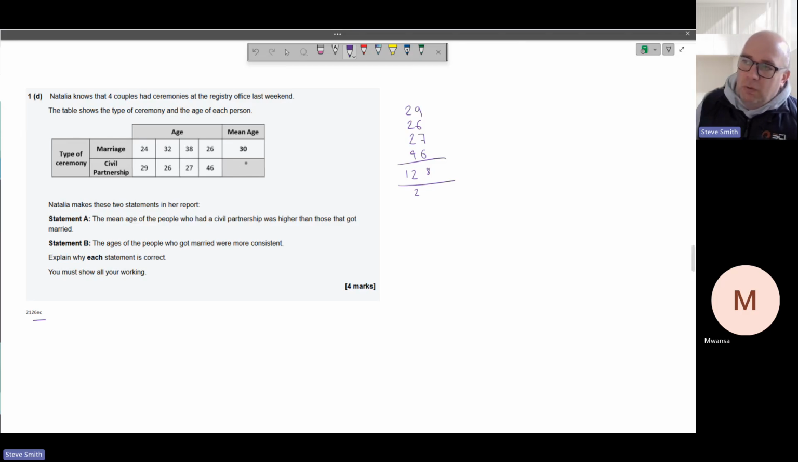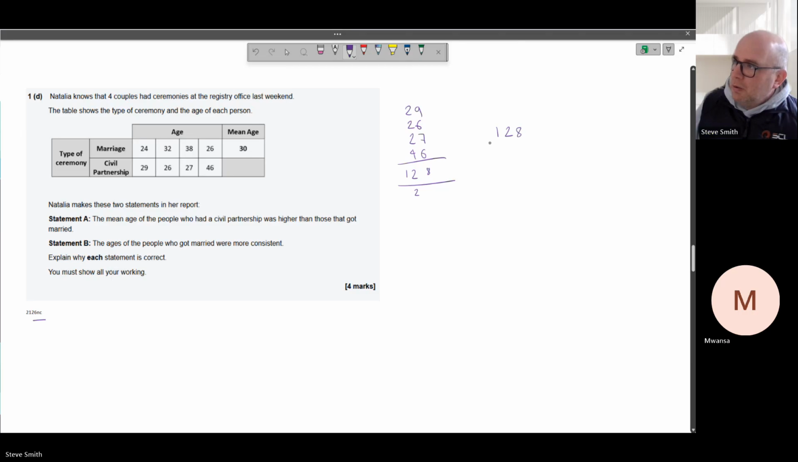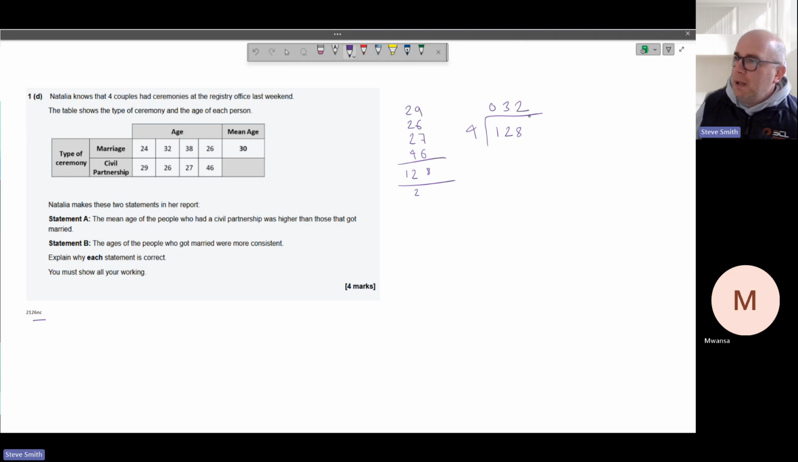And that's not what we write in there because obviously we've got to divide it by 4. So 128 divided by 4. 4s into 1 doesn't go. 4s into 12 goes 3 times. 4s into 8 goes twice. So the mean age for this one is 32. 32 is the mean age of civil partnerships. So we've now got the mean age. The mean age of people who had civil partnerships was higher than those that got married. So statement A is correct.